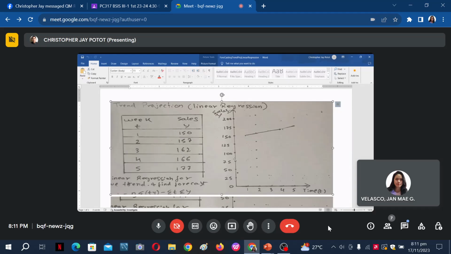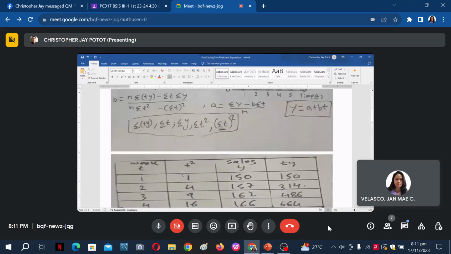The last reporter said that time series is technically useful for projections, useful in business or for forecasting. So this problem is about forecasting sales. These are the sample data, which is week 1, 2, 3, 4, 5, with the sales for each week.